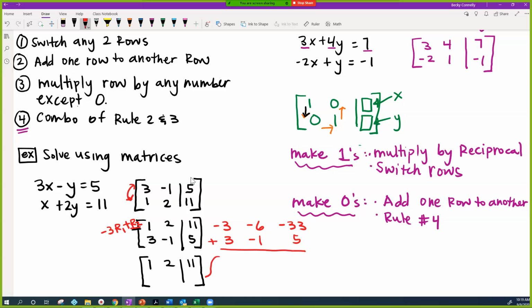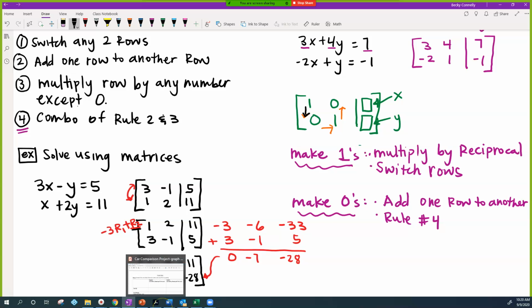That's going to be my new second row after I add these together. So I get 0, -7, and -28. Then on the bottom row, that's what I'm going to put here. So 0, -7, -28.